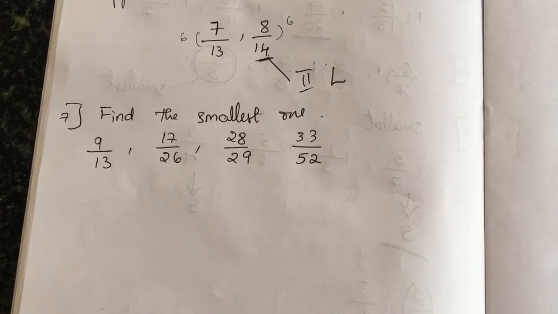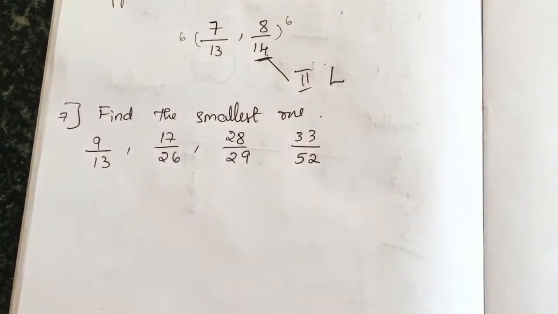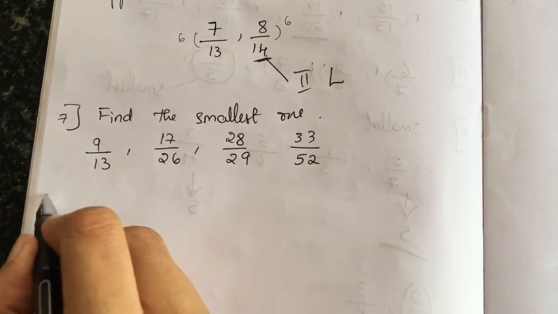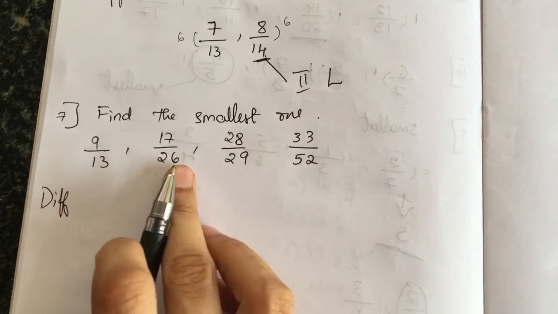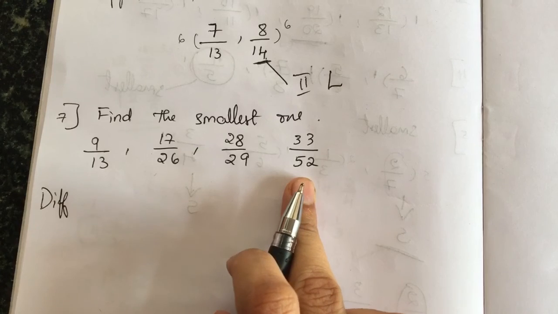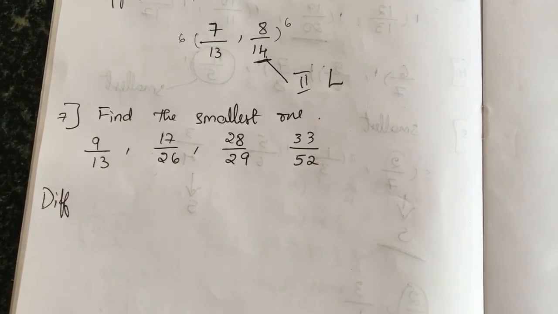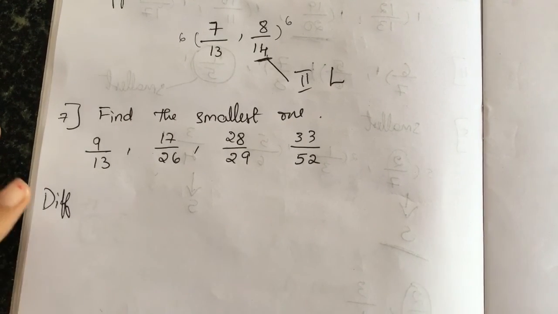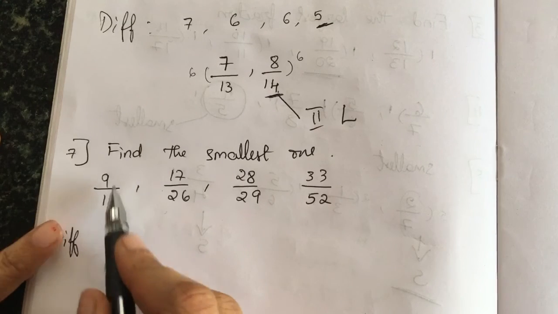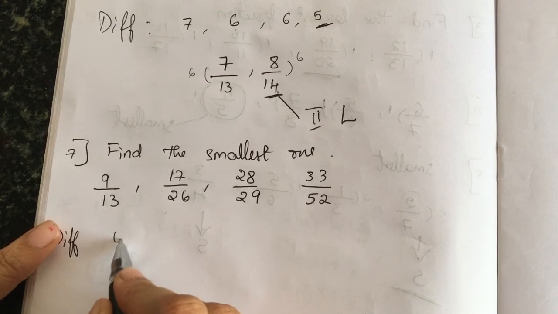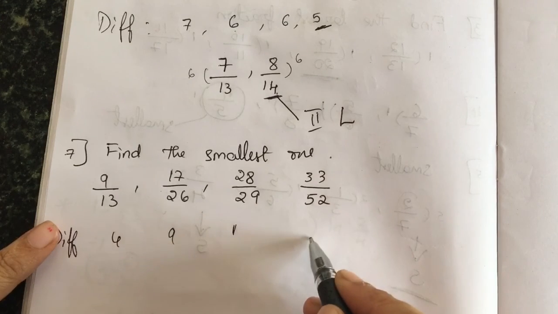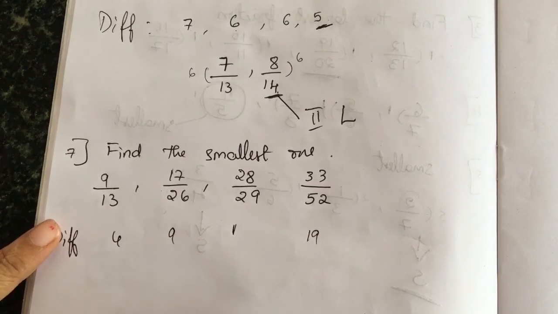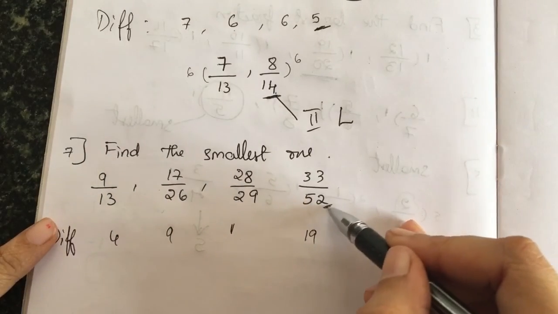One more, find the smallest one. Here you got big numbers in fact. So when you look at this, list out the differences. See, here again you have multiples also. Be careful when you have the multiples. So if you directly take the differences, then you are getting the differences 4 here, here it's 9, here it's 1, here it's 19. In this case you can directly make out this is the smallest one.